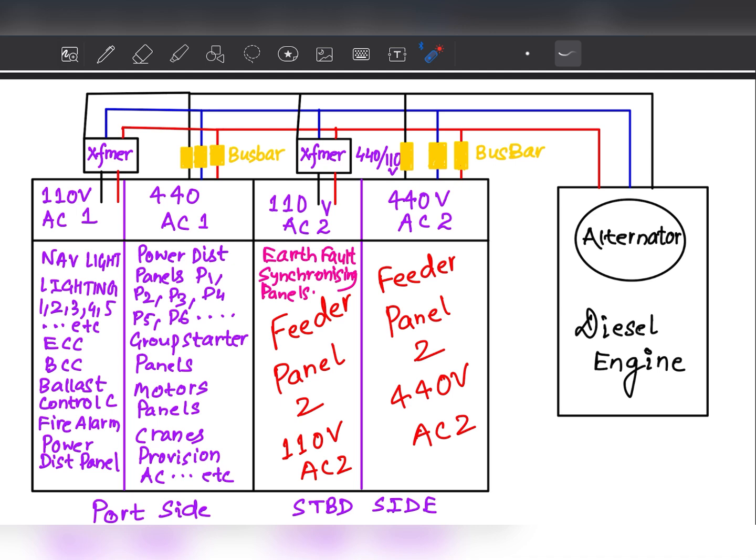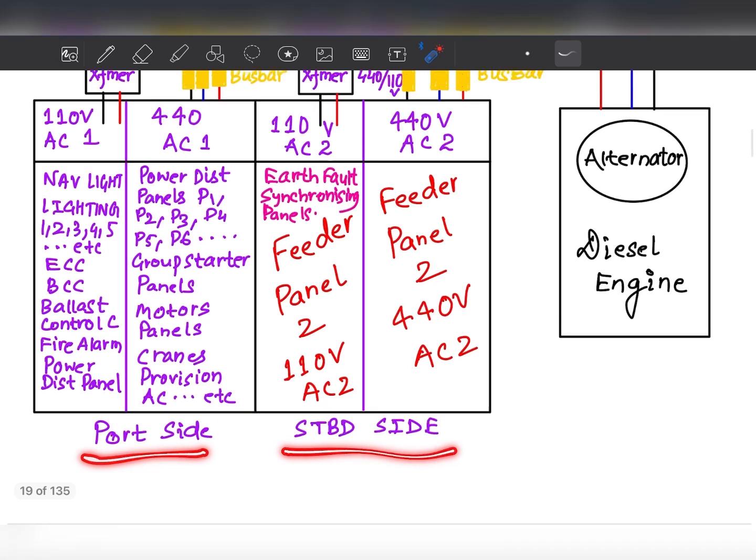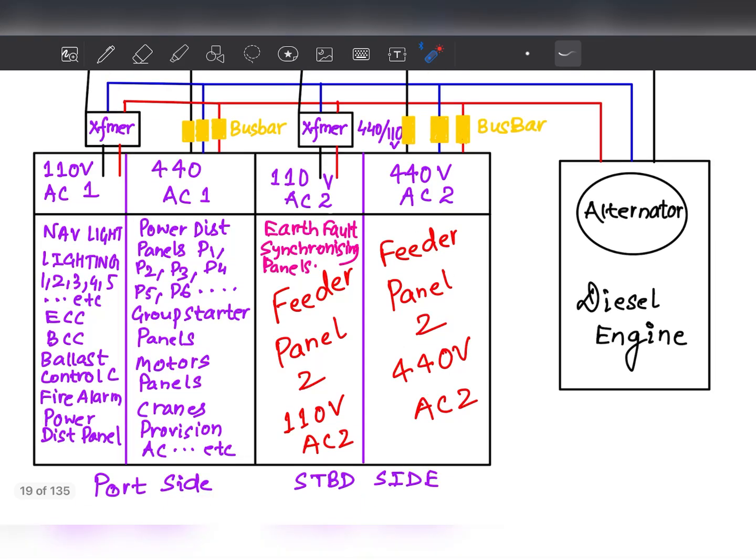In the engine control console, you will go and see there is a section, port side and starboard side. In the port side and starboard side, there is a feeder panel. If you notice, there will be written feeder panel 1 and feeder panel 2. Okay, that is for 440 volt and 110 volt. 110 volt we are using in small lighting equipment, navigation light equipment and all.